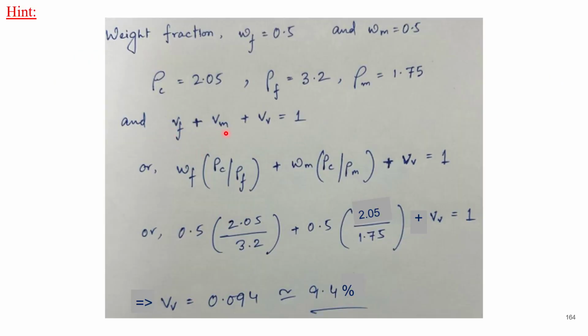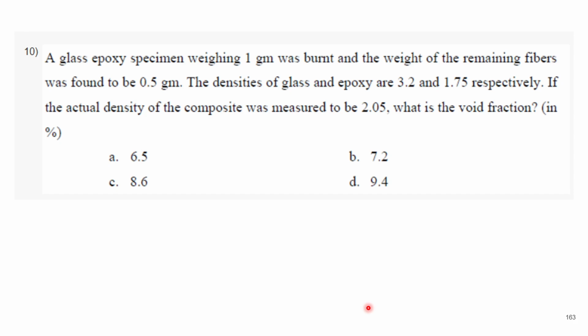So therefore Vf plus Vm plus Vv equal to 1, or Wf into rho c by rho f plus Wm into rho c by rho m plus Vv equal to 1, or 0.5 into 2.05 by 3.2 plus 0.5 into 2.05 by 1.75 plus Vv equal to 1. So therefore void fraction is basically 0.094, which comes out to be 9.4%. Okay, so that is D. Okay, so D, 9.4% is the correct option.